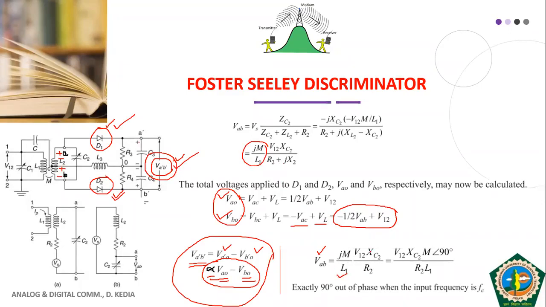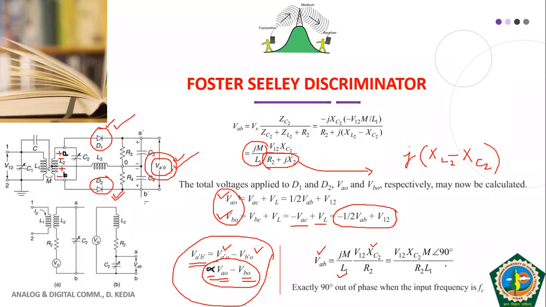Then we have V12 XC2, and then we had here R2 plus jX2. And what was X2? X2 was, j is as it is, XL2 minus XC2. This was our X2. Fine, XL2 minus XC2.